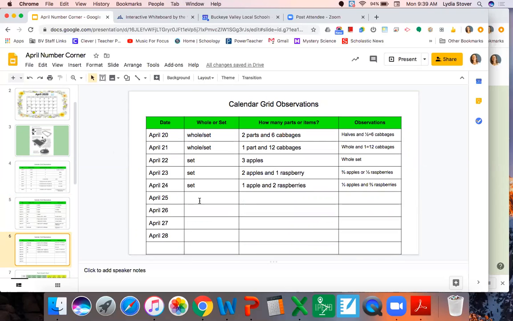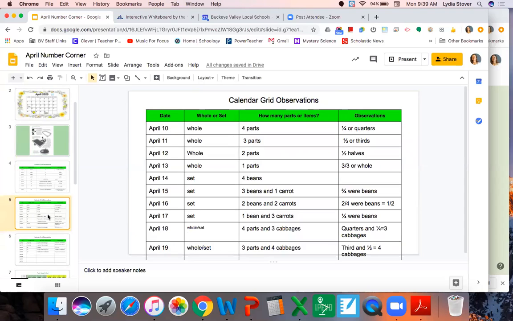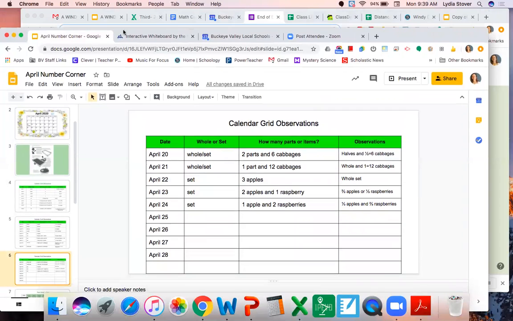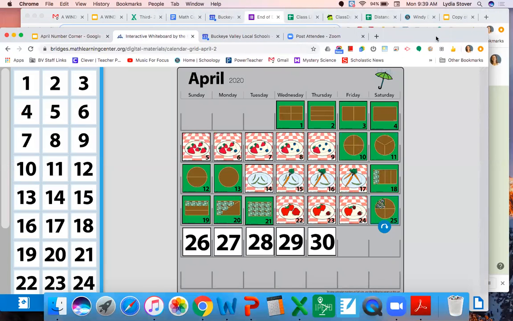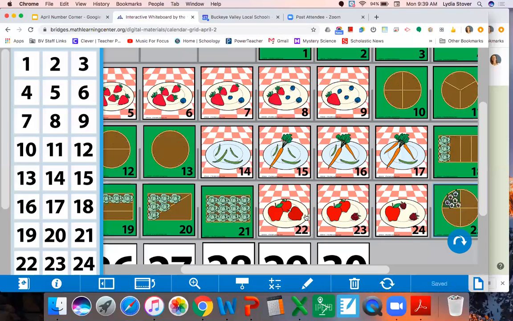All right, so think about what we might see today. Are we seeing some type of pattern that you can predict in your head what we might see today? Are we gonna have a whole, a set, or maybe a mixture? Let's take a look. All right, so we're gonna start with the 25th, and it's already open. Let's take a look at that.